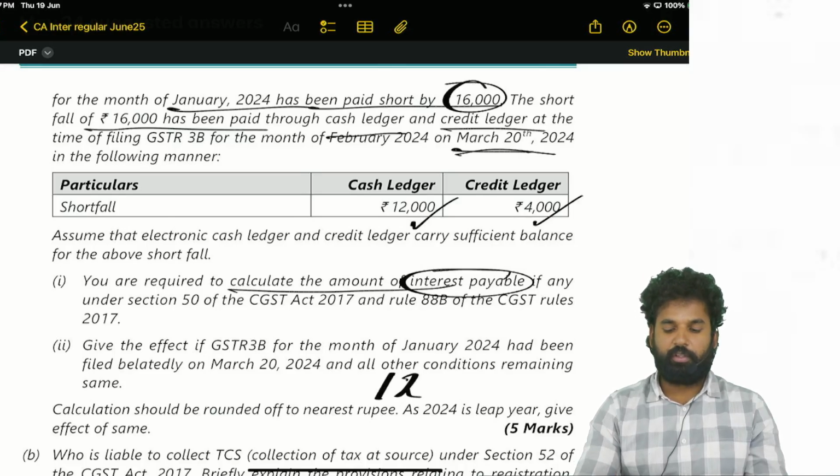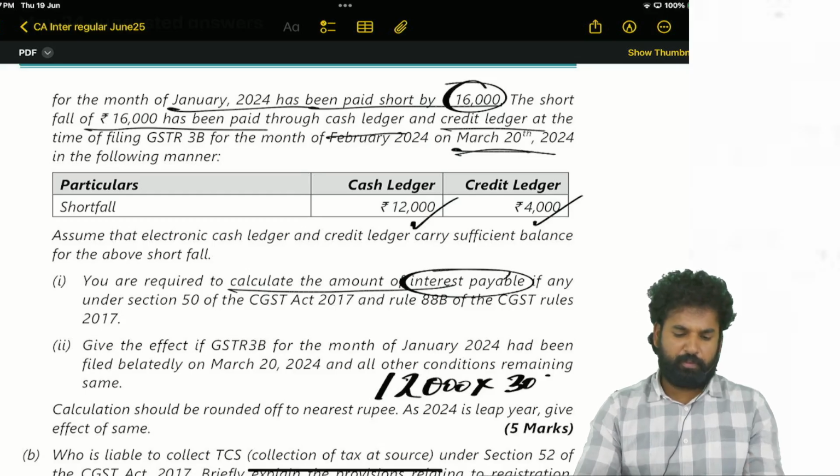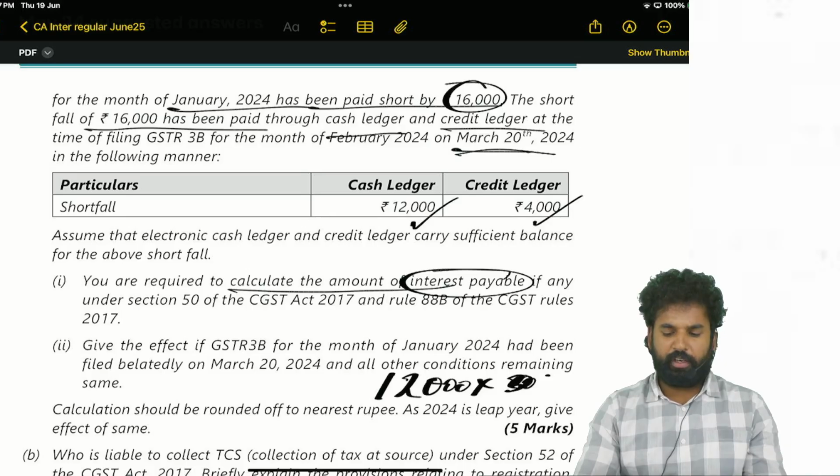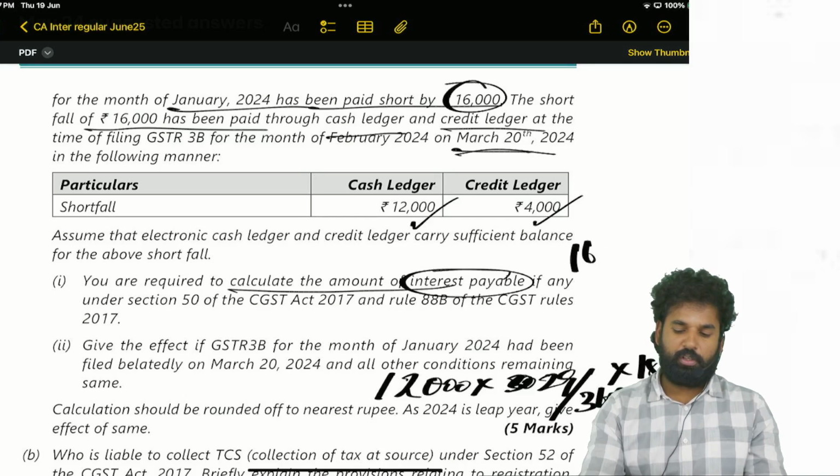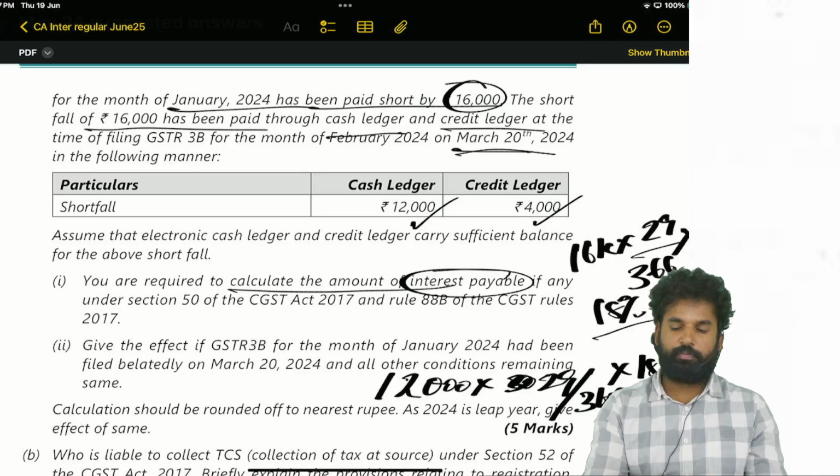Net. Net means cash into how much? What is the late? Let's say it is 30 days. Okay, how many days it is coming? 29. 29 days it is coming. 29 by 366 into 18%. This is 16k into 29 days by 366 into 18%.